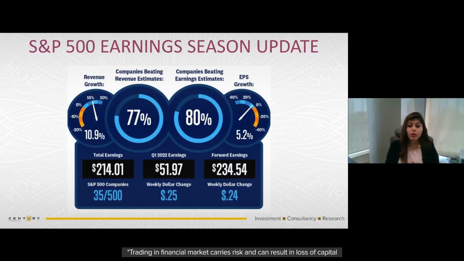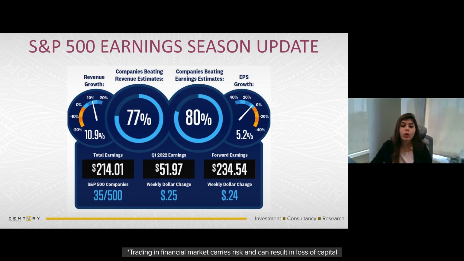Now, moving on, this is how the earnings season has been so far. 20% of the companies in the S&P 500 have already reported their earnings. The S&P 500 is a major index for the United States. It tracks the 500 largest companies by their market cap. So 20% of such companies have already reported.